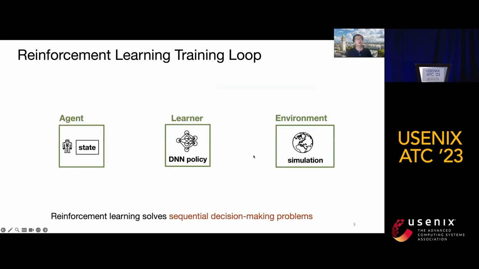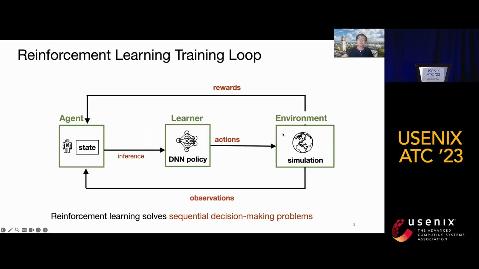So let's first look at the classical RL algorithms. A typical RL algorithm contains three components: an agent, a learner, and an environment. In a training loop, the agent first uses the neural network in the learner to do the inference. Then the learner sends the inference result, also known as the action, to the environment, so the environment can use those actions to do the simulation. And the agent will collect those simulation results from the environment and send them as the training data back to the learner. The learner can train and update its neural network.